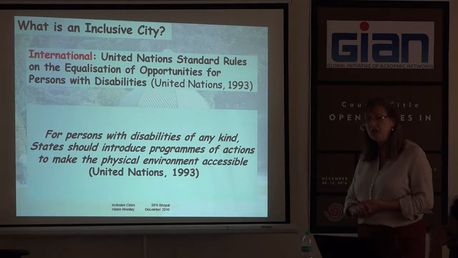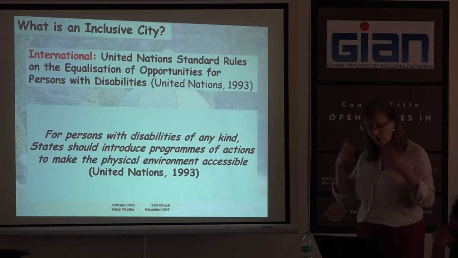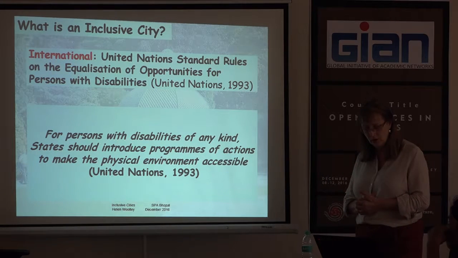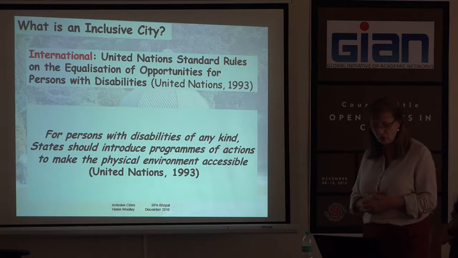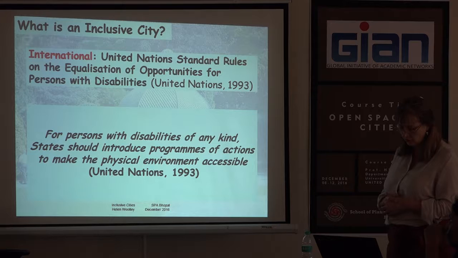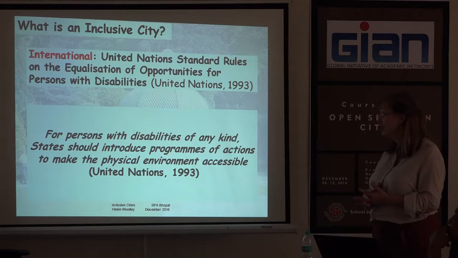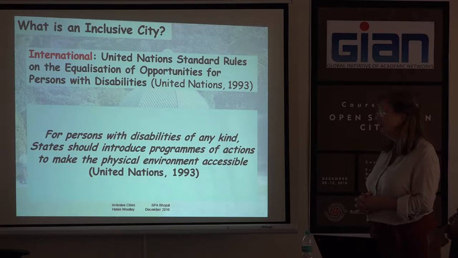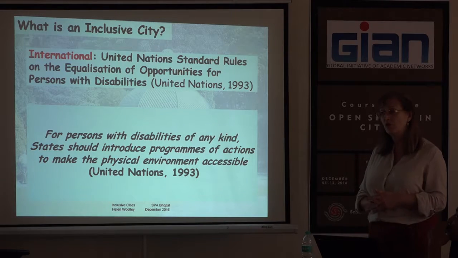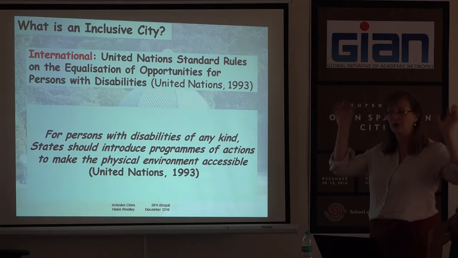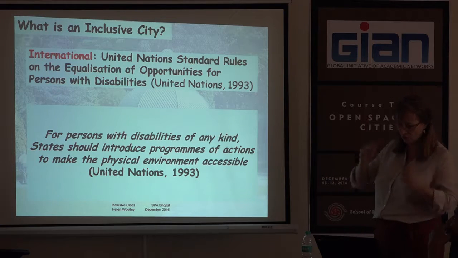So the United Nations, we mentioned earlier, has statements that it makes, and another one that it has is the standard rules on the equalisation of opportunities for persons with disabilities. And it says that for persons with disabilities of any kind, states, that's countries, should introduce programmes of actions to make the physical environment accessible. So again, when the United Nations makes a declaration, countries, if they want to, sign up to it.